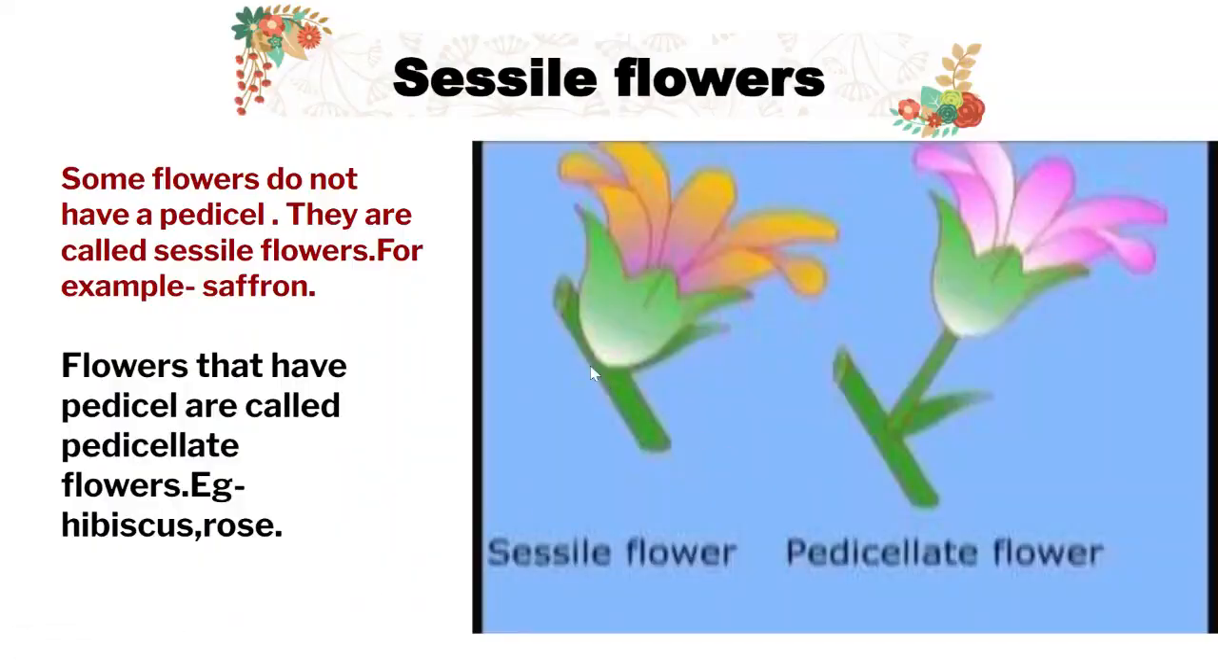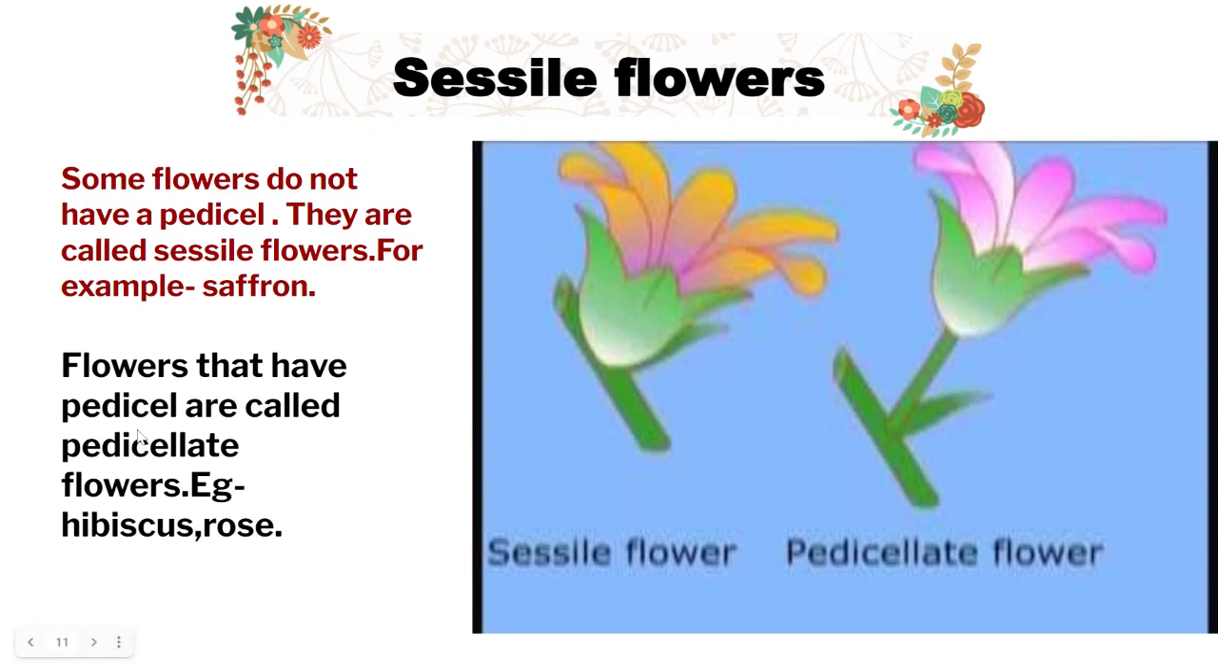Now, children, what are sessile flowers? Children, there are some flowers that do not have pedicel. You can see in this picture, in this flower, the pedicel is missing. These flowers are known as sessile flowers. The flowers which do not have pedicel, and the example is saffron. So you have to remember the example is saffron, children.